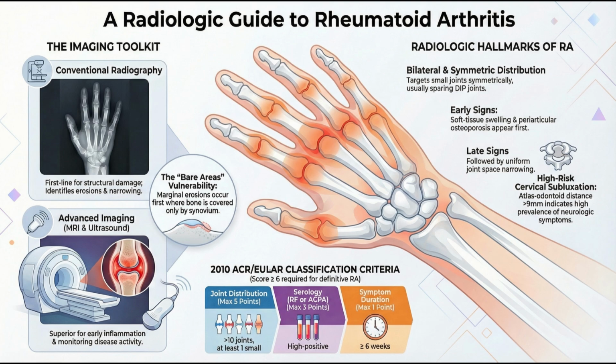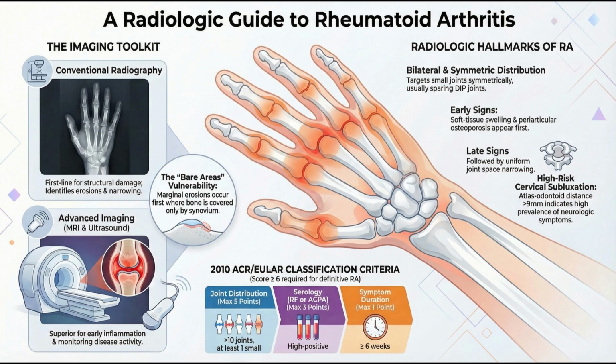Well, the biggest chunk of points comes from joint distribution. Basically, how many joints are hurting and which joints. Okay. RA loves company. It rarely hits just one spot. And crucially, it targets small joints. Hands and feet. Exactly. If you have inflammation in one big knee, that gets you fewer points than if you have inflammation in, say, 5 little finger joints.